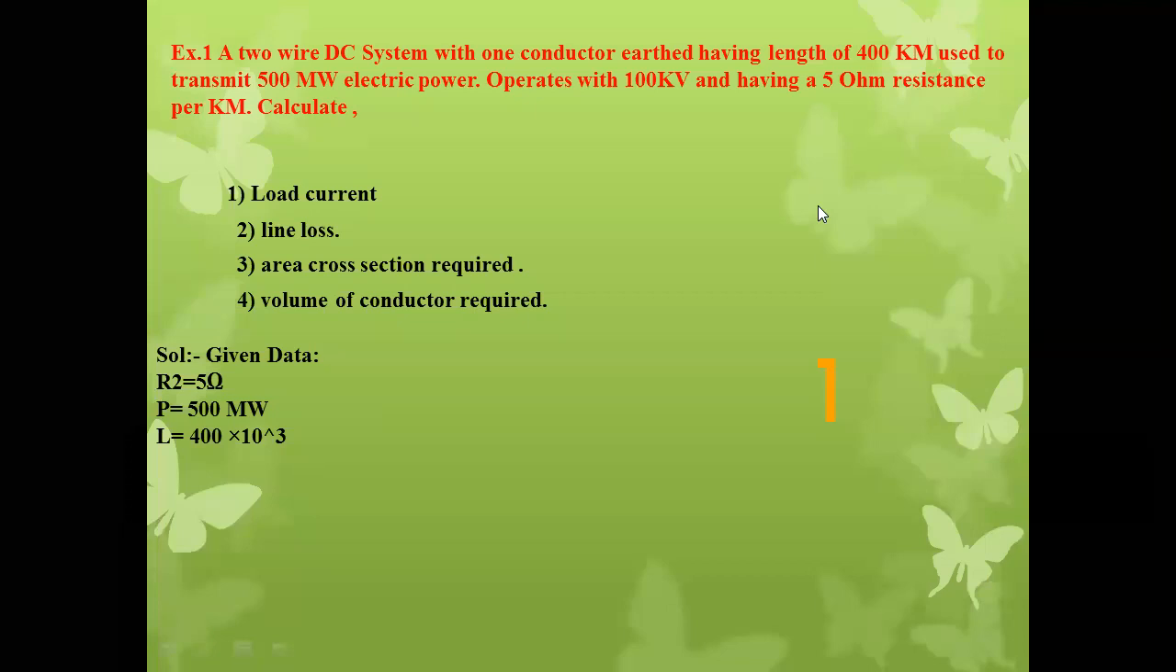So what is the exact answer? Tell me. So I have calculated that I have got the answer 22.4 into 10 to the power of minus 5 meter square. The area cross section of conductor required.